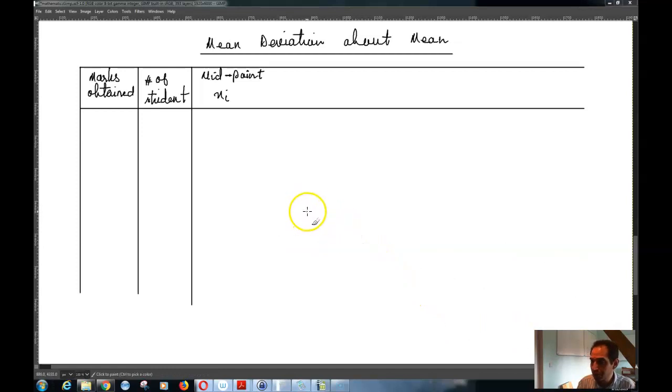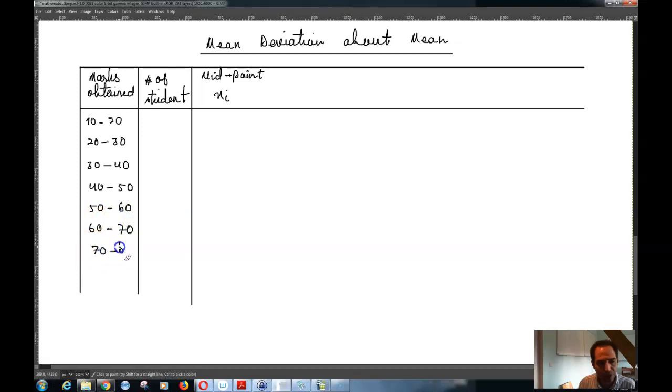So now suppose that your marks obtained fall within these class intervals: you have 10 to 20, 20 to 30, 30 to 40, 40 to 50, 50 to 60, 60 to 70, 70 to 80, and that's it. Now the frequencies related to these class intervals, the number of students, or f of i, are 2, 3, 8, 14, 8, 3, and 2.